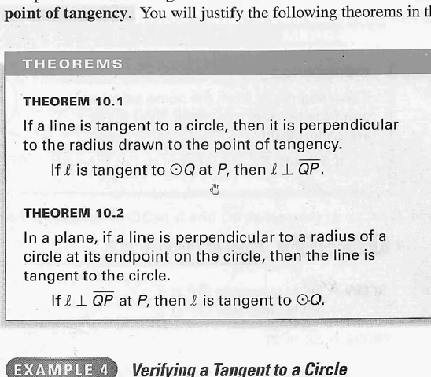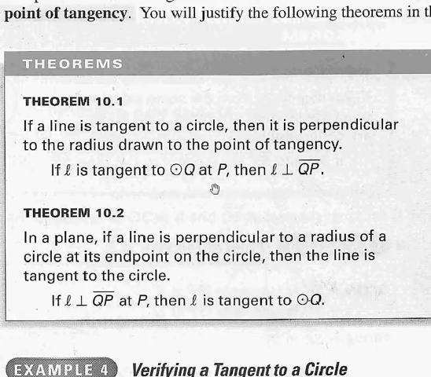The purpose of this brief video is to prove two theorems, Theorem 10.1 from your book, as well as Theorem 10.2. These are both theorems that relate to circles. Theorem 10.1 states that if a line is tangent to a circle, then it is perpendicular to the radius drawn to the point of tangency.